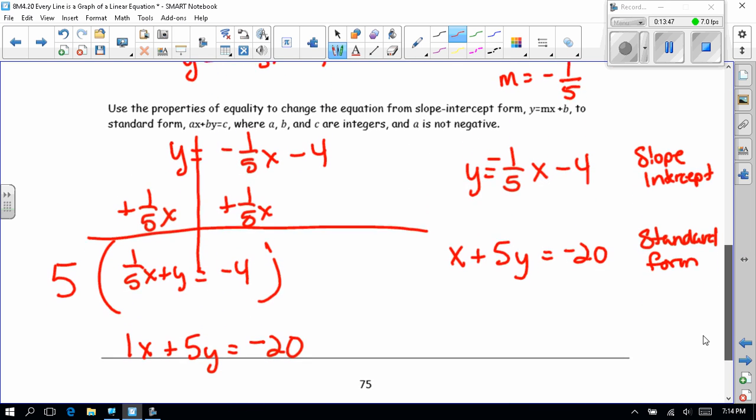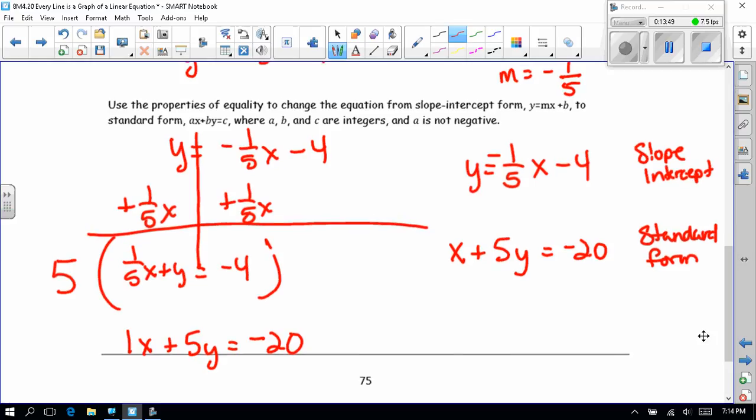And converting it into standard form, I need to move my x term to the left side of the equal sign. So I'll have 1/5 x plus y equals -4. But I can't have a fraction in the a slot. It has to be an integer. So I'm going to multiply the entire thing through by the denominator. So 1/5 times 5 is going to be 1x plus 5y equals -20. So again, both equations mean exactly the same thing. One's in slope-intercept form, the other one's in standard form.